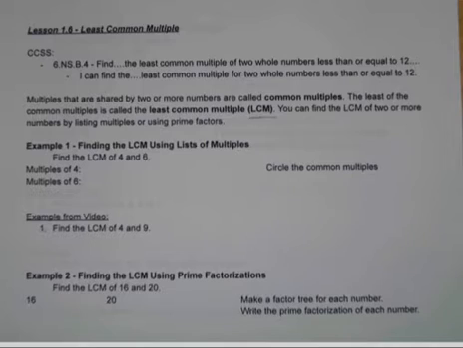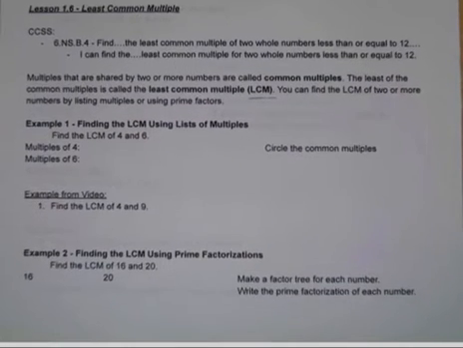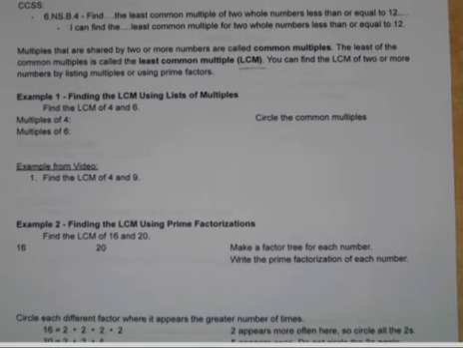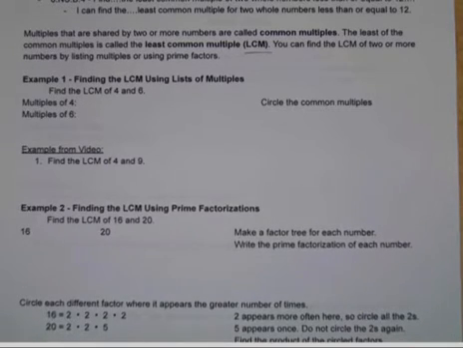And just like we could use lists of factors and the prime factors to find the greatest common factor, we can use listing of multiples and prime factors to find our least common multiple. So example 1, we are going to use lists of multiples to find our answer. It says find the least common multiple of 4 and 6. So simply what we can do is list out multiples of 4, list out multiples of 6, and find which one is in common that's the smallest.